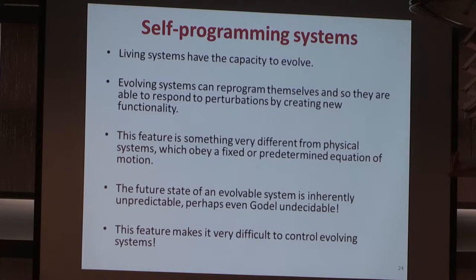And what that means is that the future state of an evolvable system is inherently unpredictable, maybe even unpredictable in a certain pure mathematical sense. That's something we're working on right now. But this is what makes it very difficult to control evolving systems. When we, as engineers, biological engineers, try to intervene in biological systems, medicine, agriculture, insecticides, what happens is this: within a few years, the biological system evolves the ability to defeat our attempt to intervene.